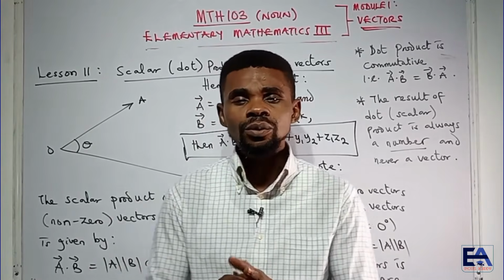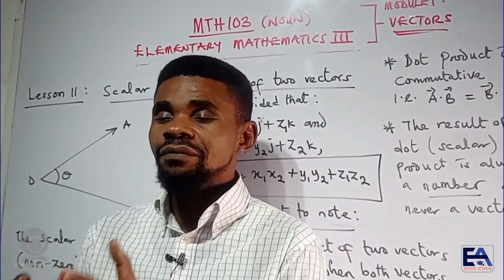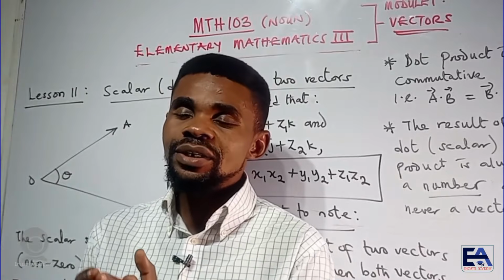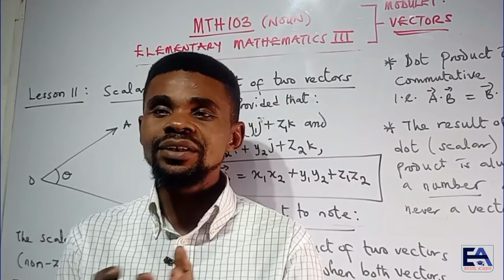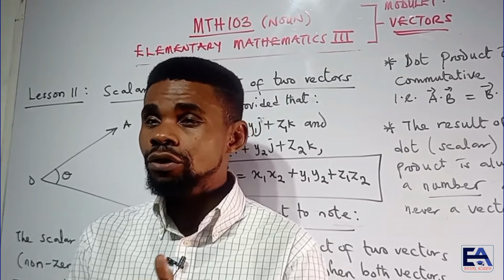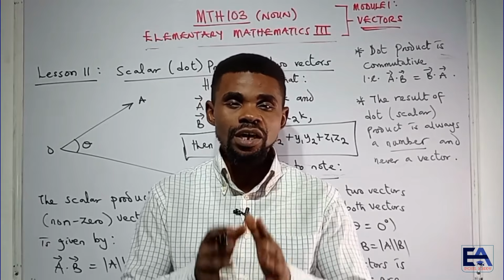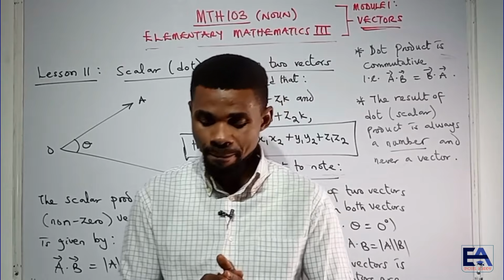All right, so there are two types of it that we have in vectors. We have the scalar product and we have the vector product. Another name for the scalar product is the dot product, and another name for the vector product is the cross product. In this video, we will lay emphasis on the dot product, which is the scalar product. All right, let's go.